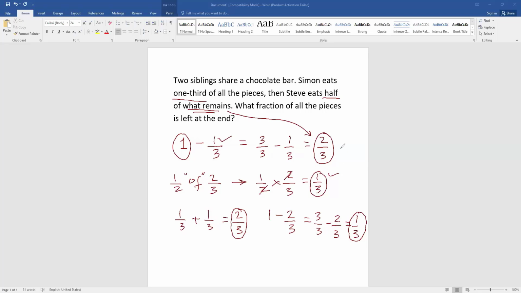Another way to think about this is, after Simon had eaten 1/3 of the bar, 2/3 of the bar was left over. And when Steve has eaten 1/3 of it, instead of doing 1 minus 2/3, you could have said that 2/3 was left over. And after Steve has eaten 1/3, we have 2/3 minus 1/3, which is 1/3. You get the same answer as this one. Either way, 1/3 of the chocolate bar is left in the end.